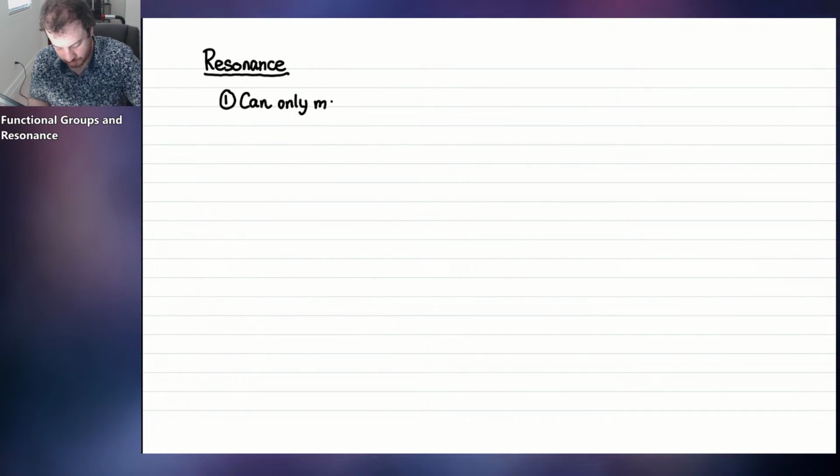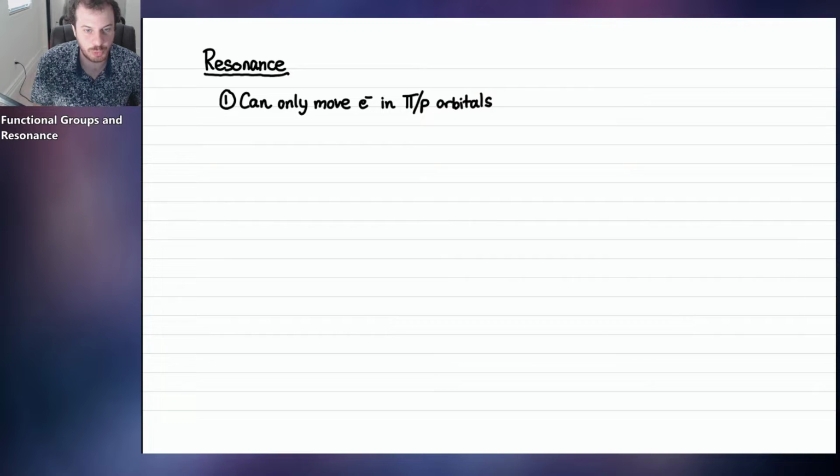Rule number 1, you can only move electrons in pi or p orbitals. What that means is that you're only going to be able to move lone pairs and double or triple bonds. You're not going to be able to move single bonds or anything else like that. Pi and p orbitals is going to limit you then to moving lone pairs and double or triple bonds.